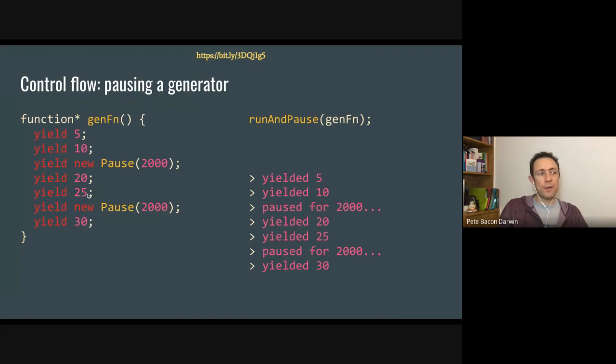So we can see if we pass this generator function to run and pause, the yield 5, yield 10 will both happen immediately. Then we hit this new pause object, which is being yielded, and the run and pause driver is going to go, oh, okay, this is a pause object, so I'm going to pause for 2000 milliseconds. So it sets a timeout. And when that timeout finishes, it will carry on iterating through the generator function. So then it will output 20 and 25. Then it's going to pause for another 2 seconds, and then it's going to output the 30. So if you were to watch this in an animation, you'd see 5 and 10 immediately, then a pause for 2 seconds, then 20, 25, then a pause, then 30.